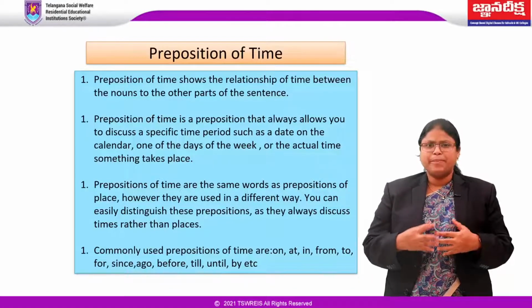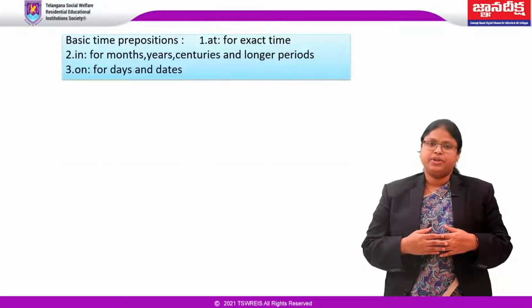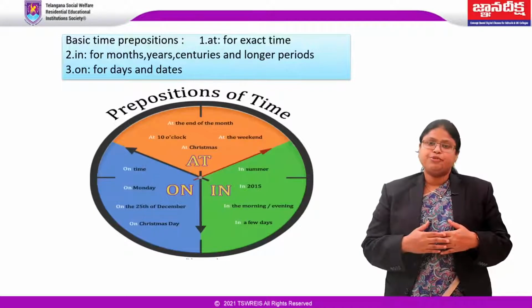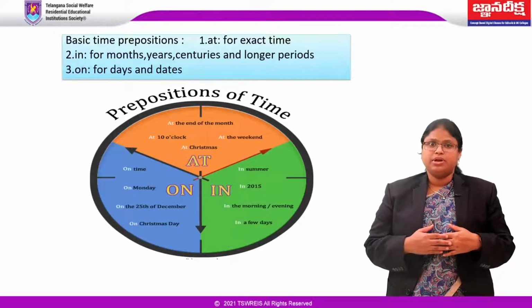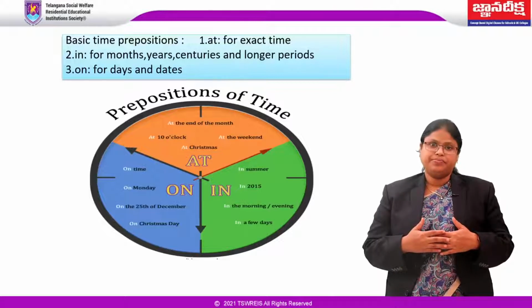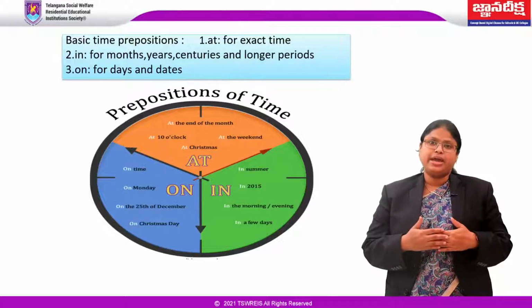Let us go through some basic prepositions of time. At, in, on. At: used for the exact time. For example, at the end of the month, at 10 o'clock, at the weekend. The flight leaves at 3 a.m.